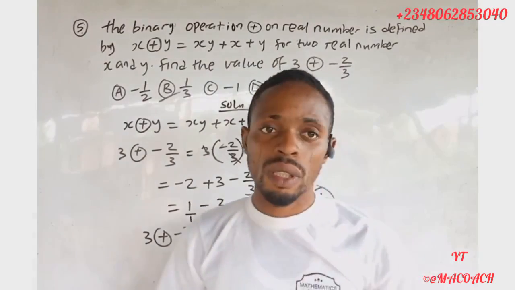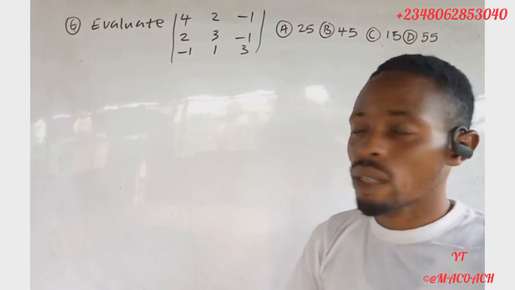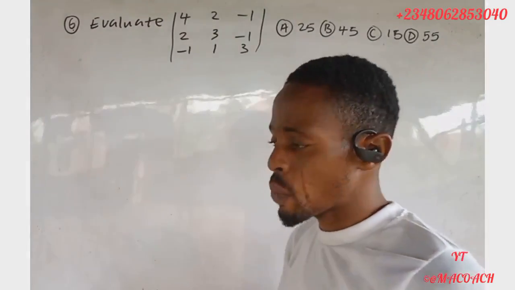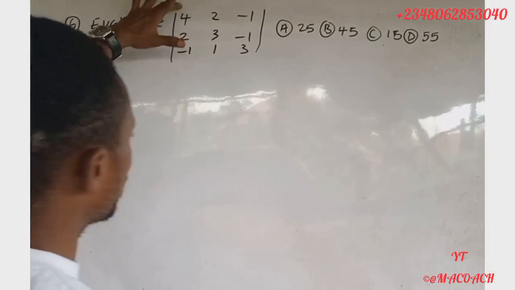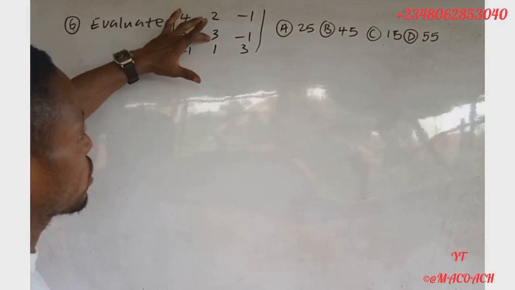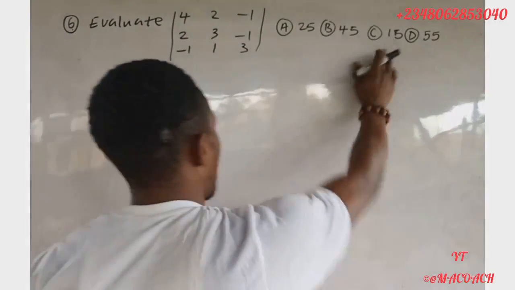Let me move to the next question of today's class. Okay guys, you're welcome. This is question 6 of today's mathematics class. In this question we have to evaluate the determinant with rows 4, 3, 4; 4, 2, minus 1; 2, 3, 1; minus 1, minus 2, and 3. And we have our options here.